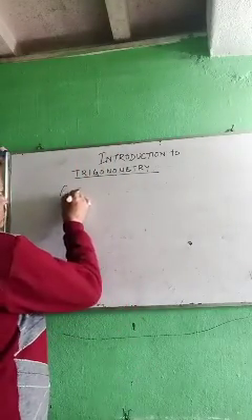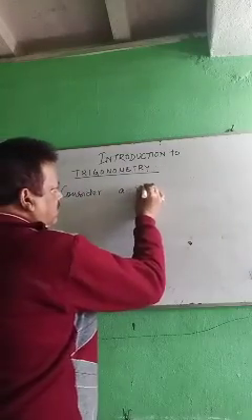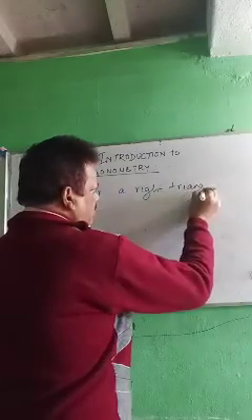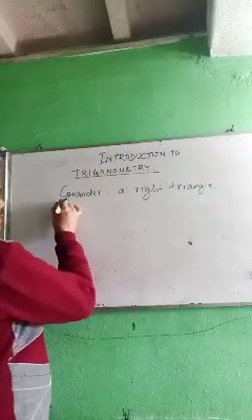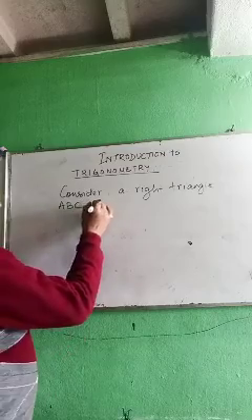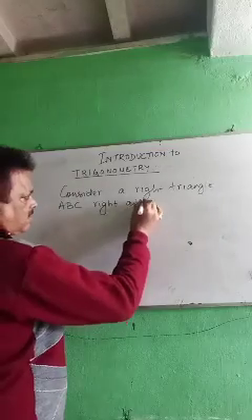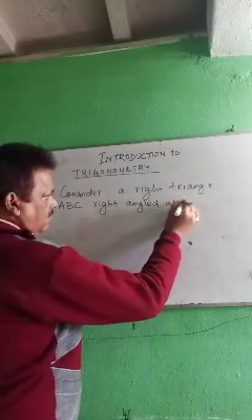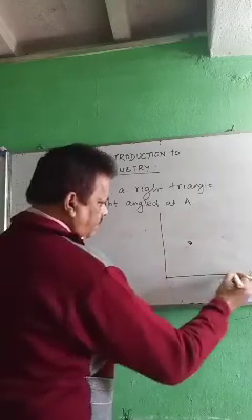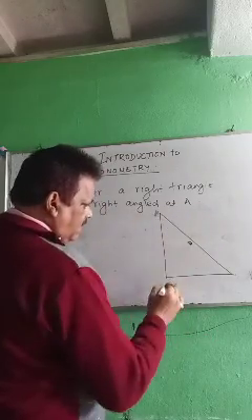Consider a right triangle ABC, right triangle at A. Means it is like this. Right angle at A.